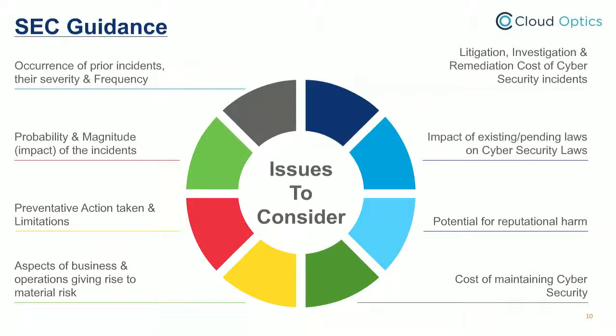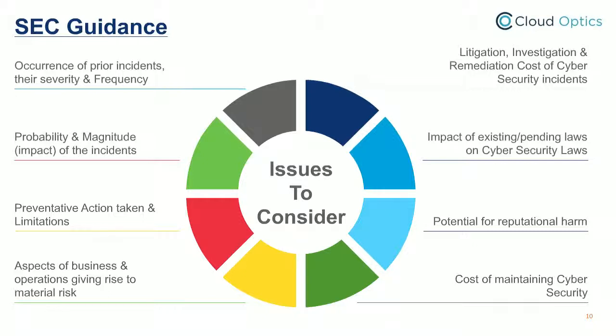Now, preventative action taken and the limitations. So those are some of the preventative actions which corporations can take with respect to cybersecurity, and what are the limitations. So those are the issues which need to be carefully evaluated. This is a little bit tricky one, because if we are disclosing the limitation, we have to be a bit careful so as to not end up disclosing our vulnerabilities publicly. So that's something we need to keep in mind.